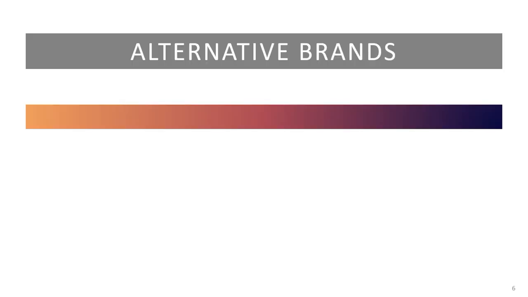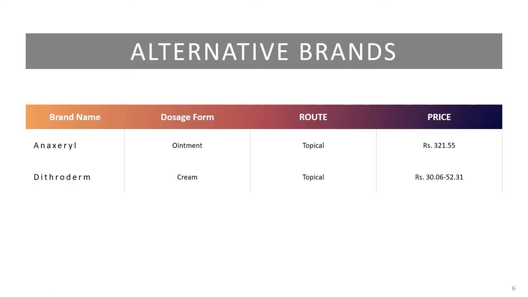Now if we move towards the alternative brands, there are two brands of Diathranol found in Pakistan. The first one is Anazerile, which is in the form of ointment, and obviously it is applied topically, and the price is 321.55 rupees. The other brand is Diathroderm, which is a cream applied topically, and there are different concentrations of Diathroderm available. That is why there are different prices for it.